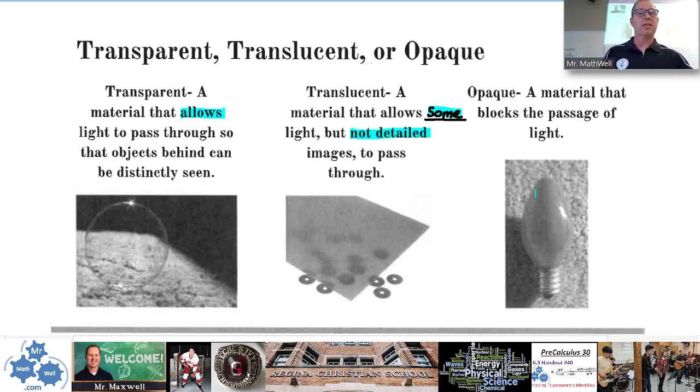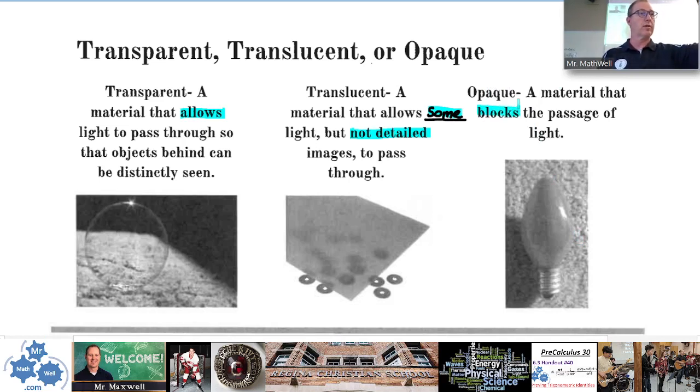So in a sense that this colored light bulb, I cannot see what's behind it. It's fairly opaque. So it would be fairly opaque. So like with that flame, that blocks the passage of light.